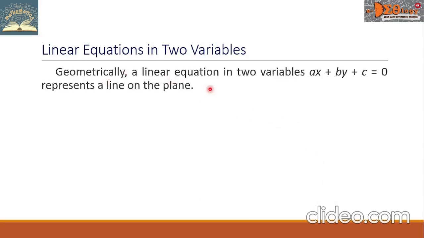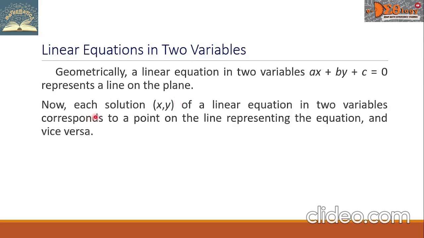Geometrically, a linear equation in two variables ax plus by plus c equals 0 represents a line on the plane. Now, each solution (x, y) of a linear equation in two variables corresponds to a point on the line representing the equation, and vice versa.